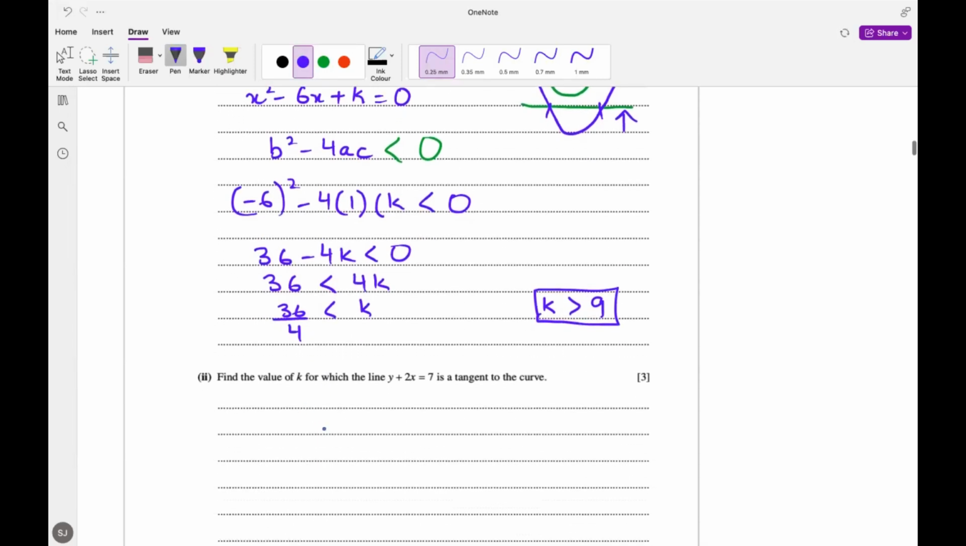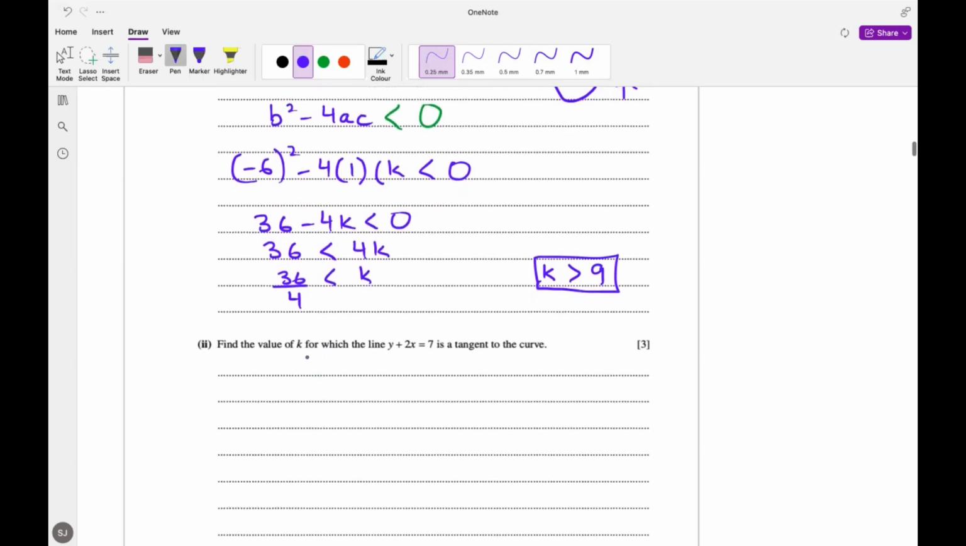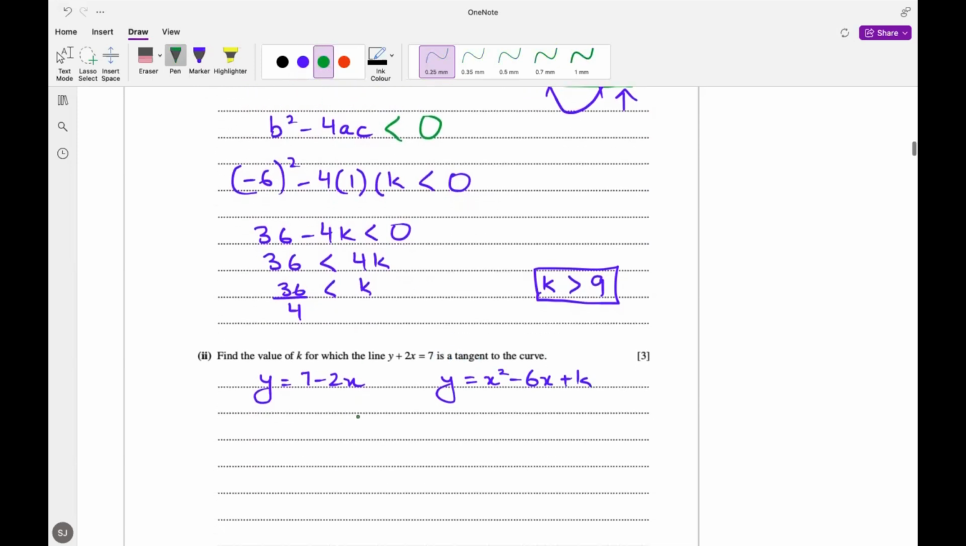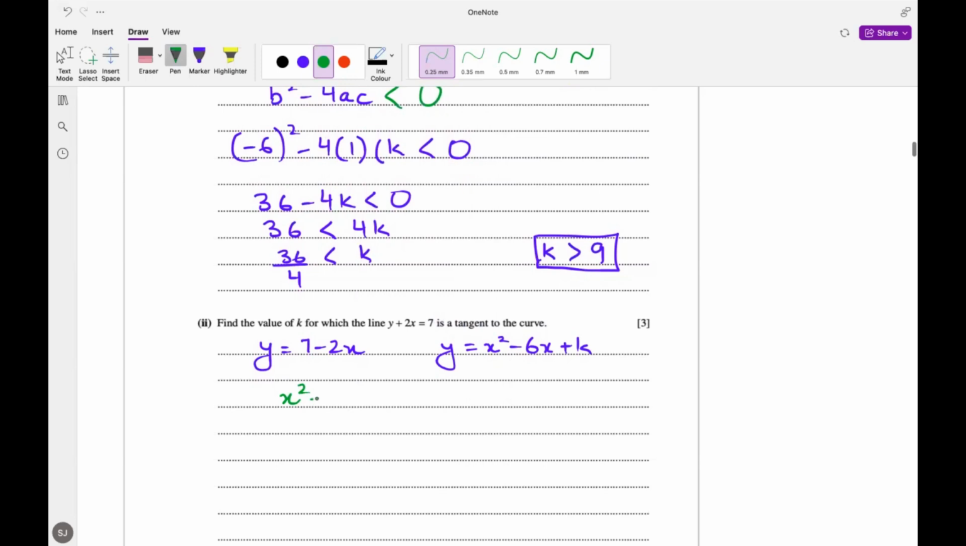In part B, it is asking us to find the value of k for which the line is a tangent to the curve. The equation of the line is y equals 7 minus 2x. The equation of the curve is y equals x squared minus 6x plus k. Now, as the line is a tangent to the curve, we know that there is only one point of intersection. So first we will equate the two equations to solve them simultaneously.